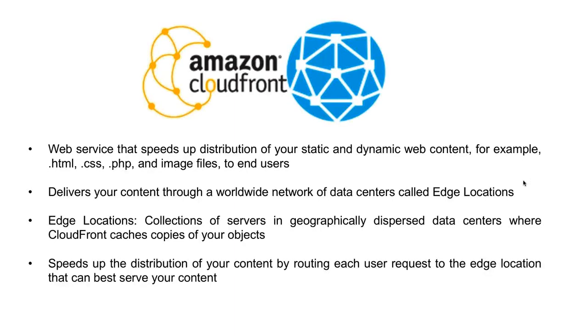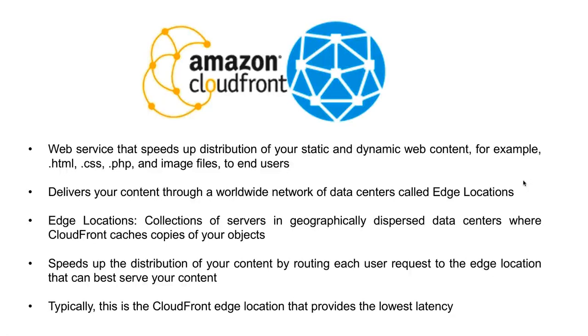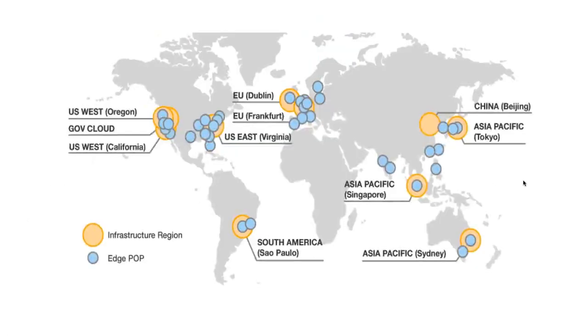The purpose of CloudFront is to speed up the distribution of your content by routing each user request to the edge location that can best serve your content. Typically, this is the CloudFront edge location that provides the lowest latency. The edge locations are normally called points of presence, and they're scattered across the globe.